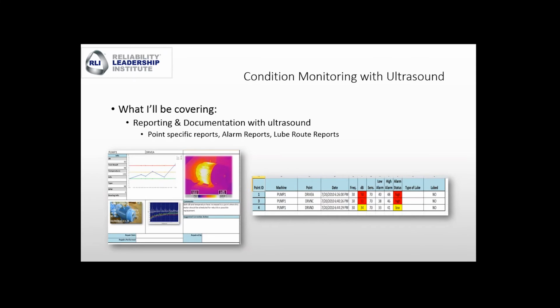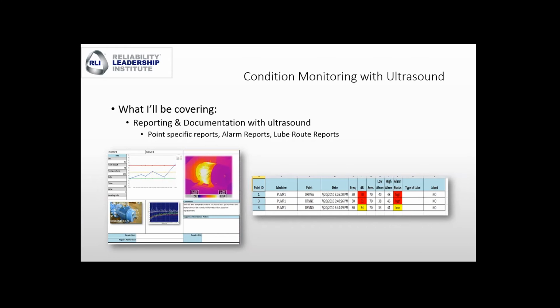And we'll talk about some point-specific reports to where we can incorporate not only our ultrasound data, but if we're using an infrared camera, for instance, if we want to tie that in, if we want to tie in our vibration analysis data, we can also do that. We can tie in our sound file recordings and make a really nice point-specific report. We can also create alarm reports to where, once we've gone out and collected the data, we're only concerned about the points that are currently in either the lubrication alarm or the high alarm. So we can generate with just a couple of clicks an alarm report, and then we can also generate what's called a lube report.